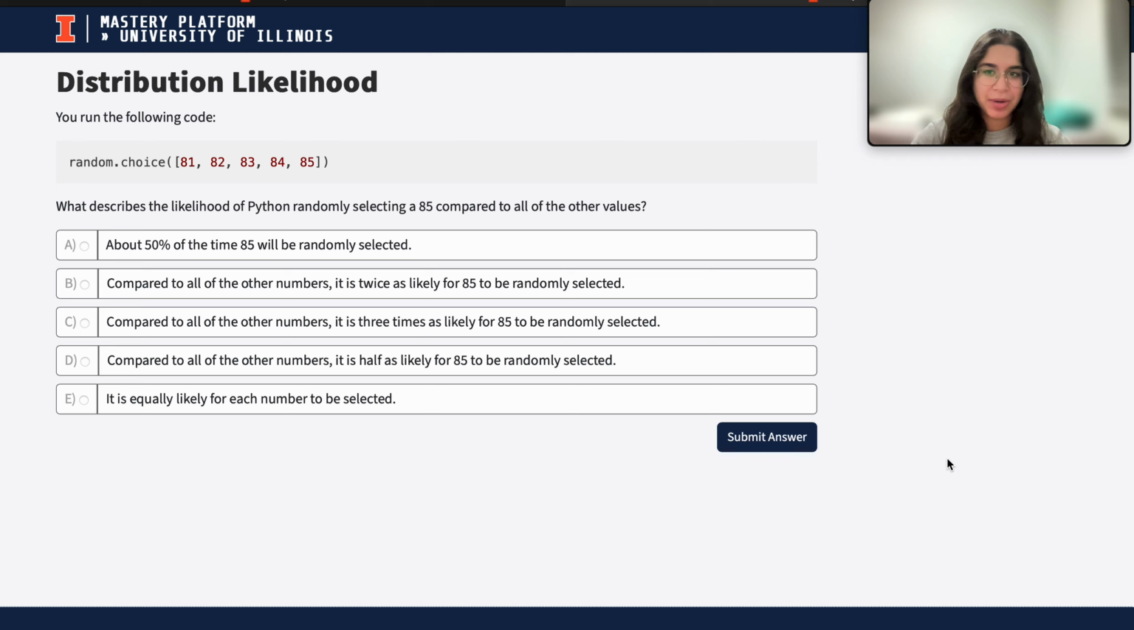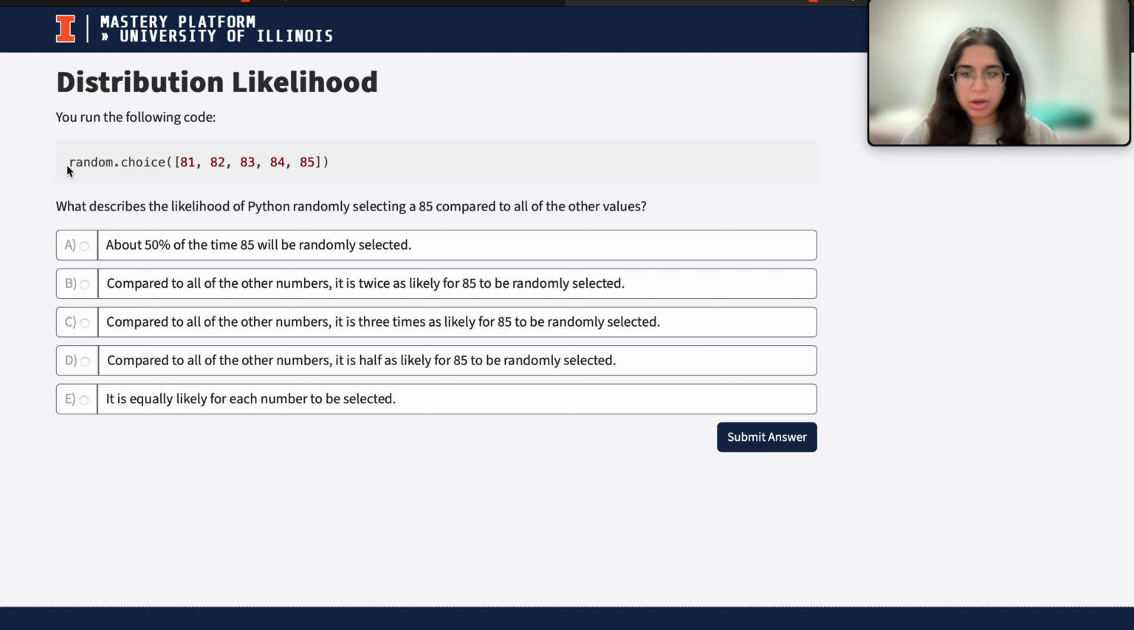We're going to be doing a question on distribution likelihood. So let's go ahead and get started. It says here you run the following code. This is the code you run. What describes the likelihood of Python randomly selecting an 85 compared to all of the other values?